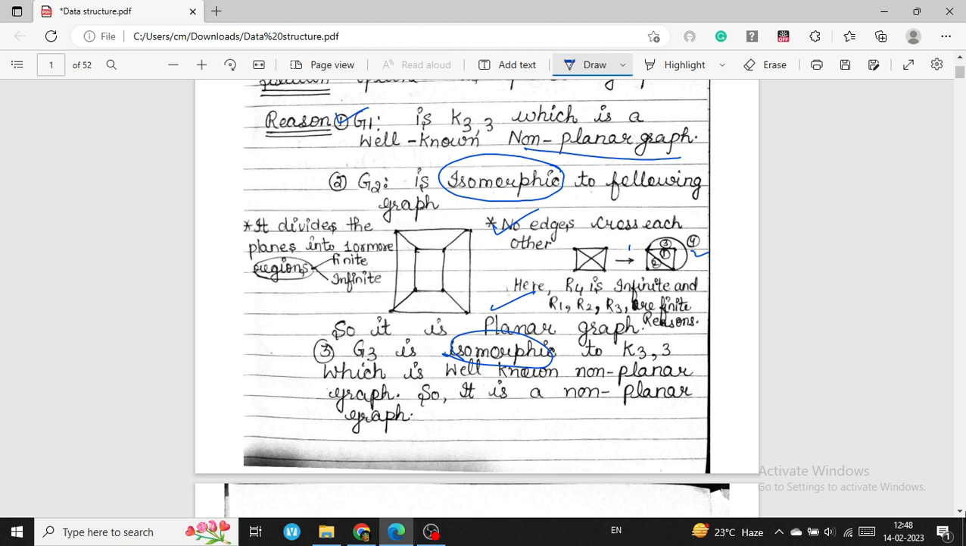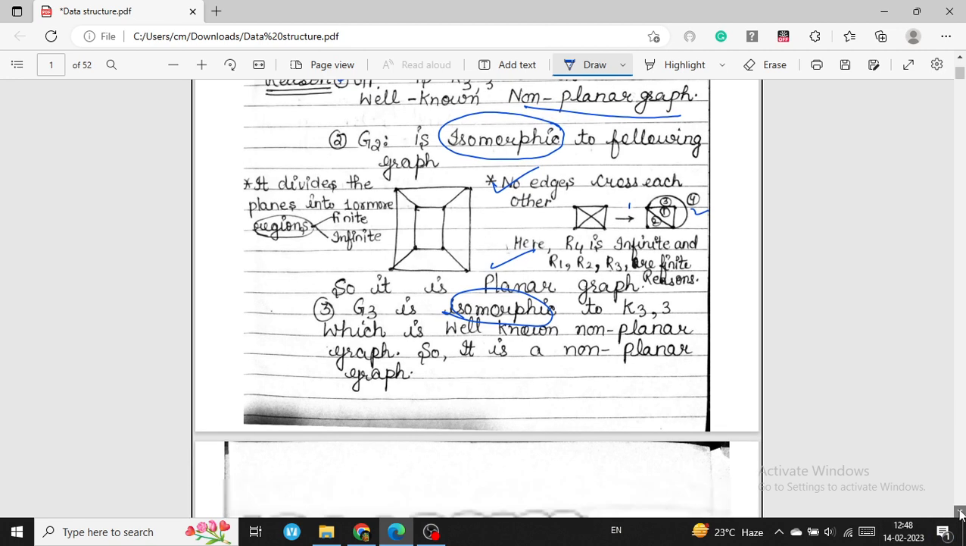So we can say it is a non-planar graph. Now next, some more points related to it.